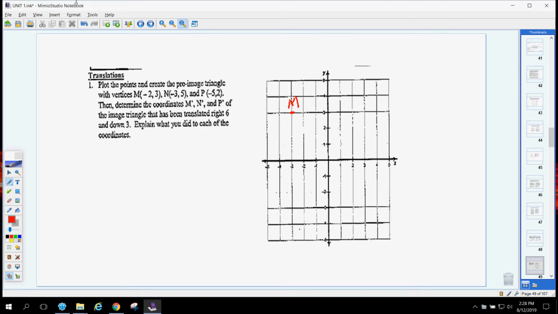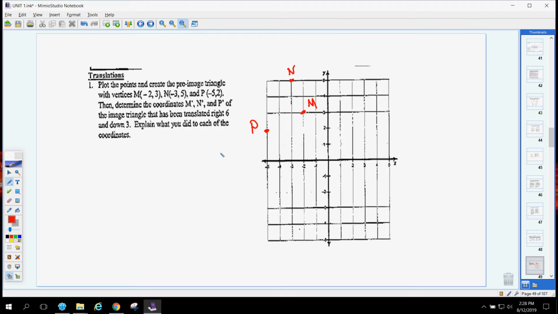Then we'll go N, -3, 5. So actually that is -3, 5 is going to be right here. That's going to be N. Let me move M back over to -2, 3. So -1, 2, and 3 right here should be M. All right, and then P is -5 all the way out here and up to right here. That is P.